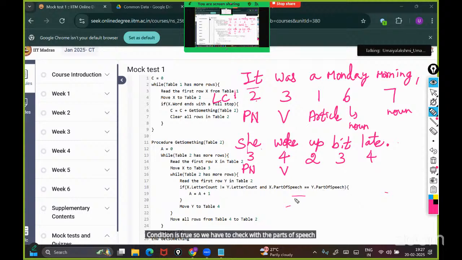Both the parts of speech are the same. So what has to be done then? A has to be incremented to 1 now, isn't it? Okay. Is there any other pronoun we have to check? No. So then I'm going ahead with was and the rest.